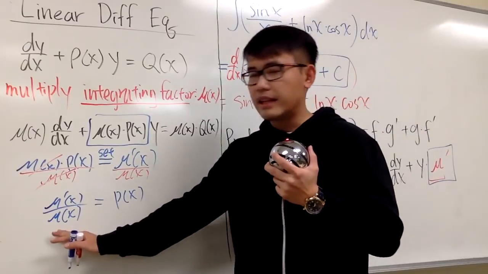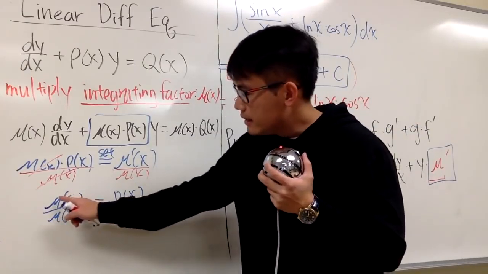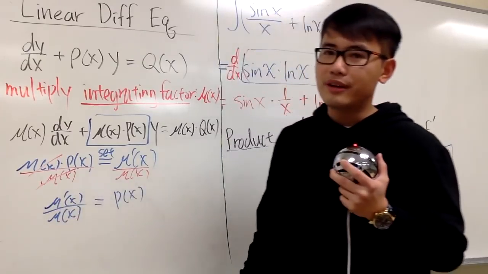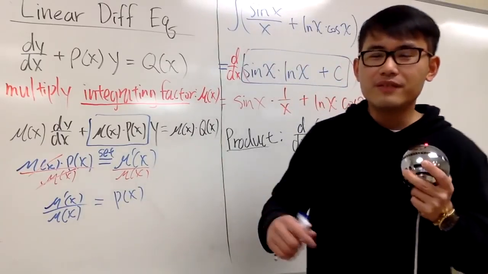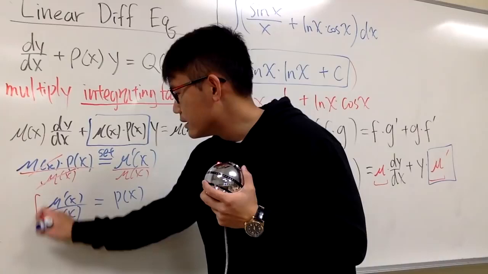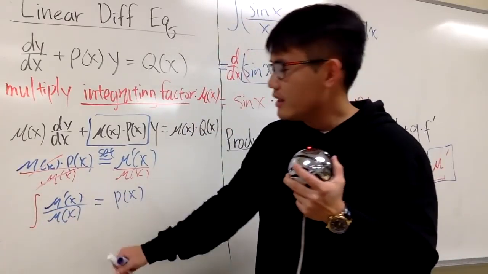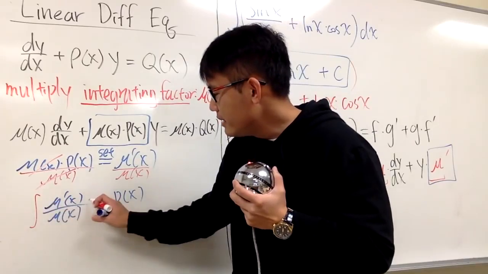And now let's look at the left-hand side. We have the original function in the denominator and the derivative on the numerator. This is a form that came from the derivative of a logarithm, right? In other words, if I integrate this, and the reason I'm integrating is so that I can somehow get rid of the derivative, right? Anyways, let me integrate this.